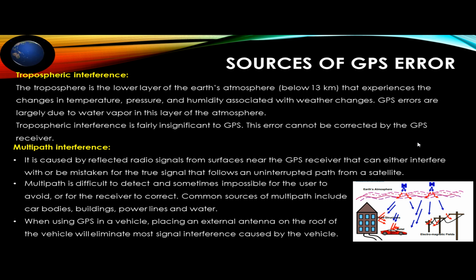For the receiver to correct this: common sources of multipath include cars or bodies, buildings, power lines. They may reflect your signal or divert your signal, or water bodies, such things you have to take care of when you collect this information. When using GPS in a vehicle, placing an external antenna on the roof of the vehicle will eliminate most signal interference caused by the vehicle.